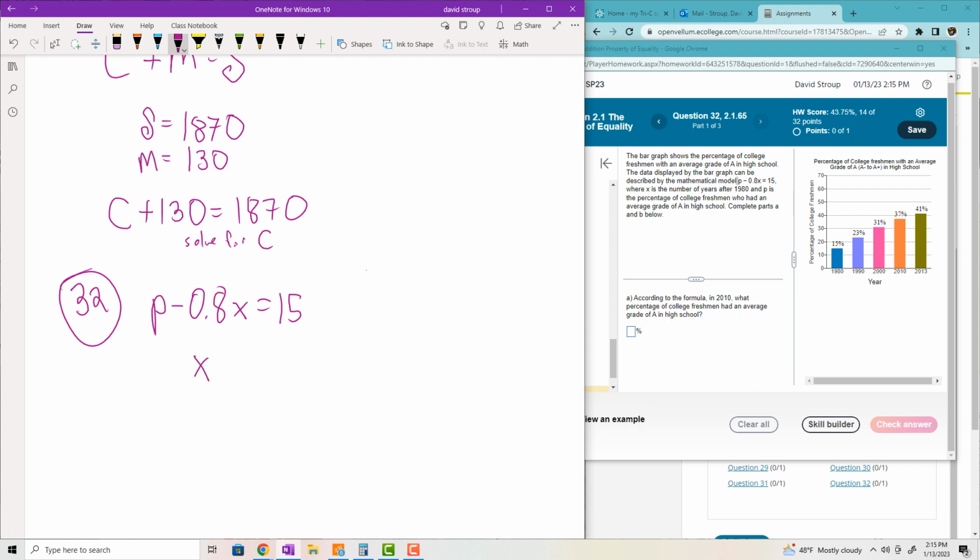So x is the number of years after 1980. And you generally always want to define your variables in the beginning. So years after 1980. And then P is the percentage of college freshmen who had an average grade of A in high school. And I abbreviate a little bit. I'm not going to write it out perfectly word for word.